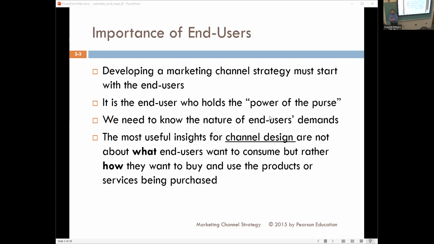And if we're going to succeed, we need to start with the end users because the end users hold the power of the purse. They're the individuals who pay us. It is the end users' desires and demands, the way that they want to receive their goods, that can be a powerful reason why consumers buy in the first place. And so what we hope to do is design a channel that isn't about what end users want, but how they want it to happen.